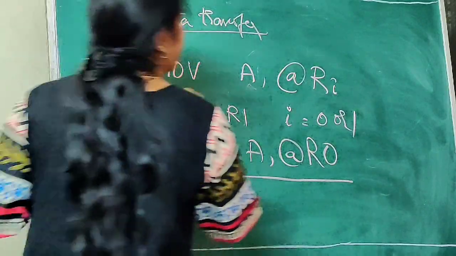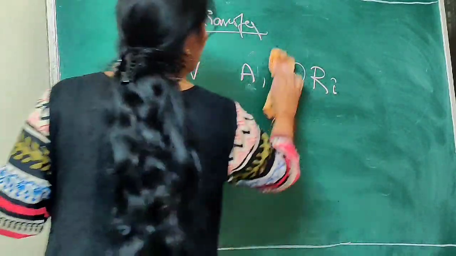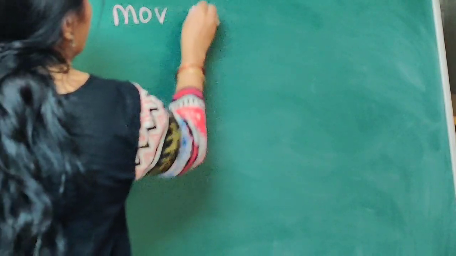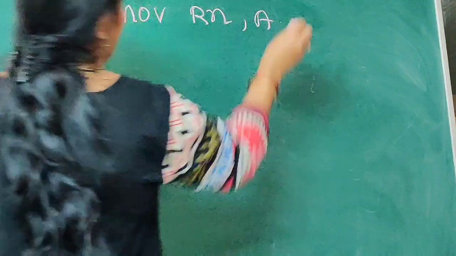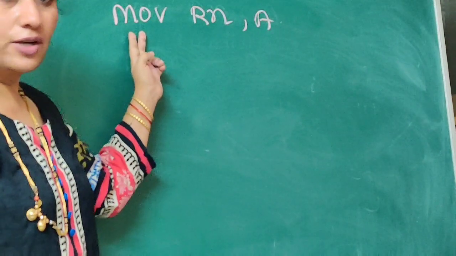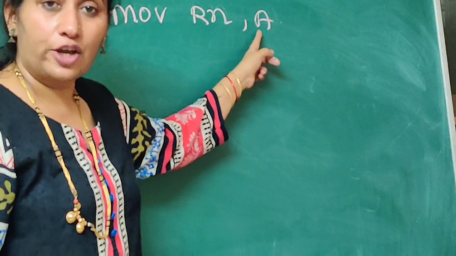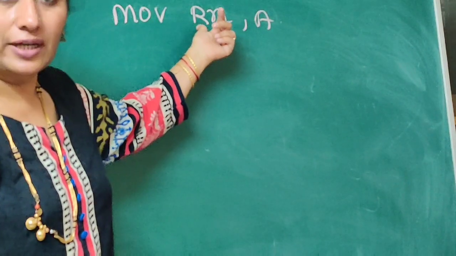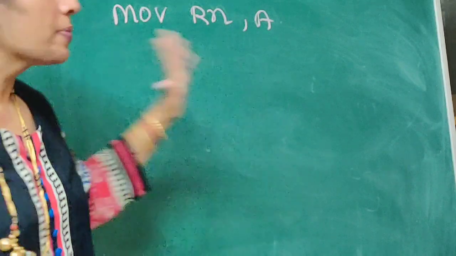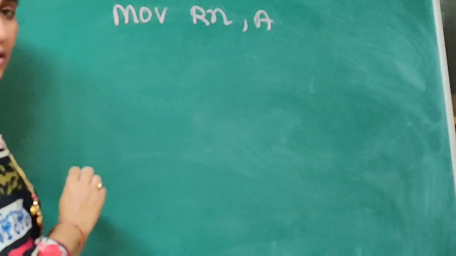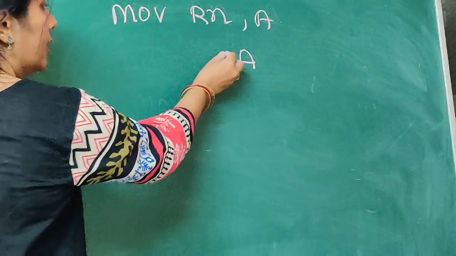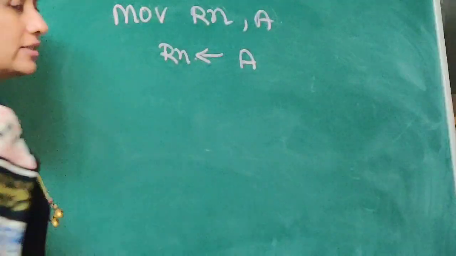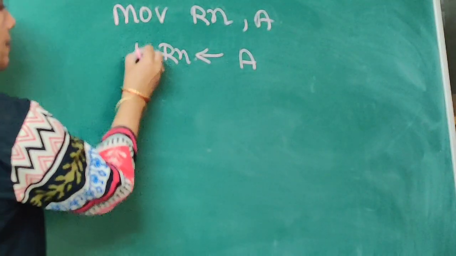So you are going to have the next instruction. We'll move on to the next instruction: Move Rn, A. So you can see over here, now the source is the accumulator and the destination is the working register, any working register from R0 to R7. What happens when this instruction gets executed? The data in the accumulator will be copied into the register Rn.